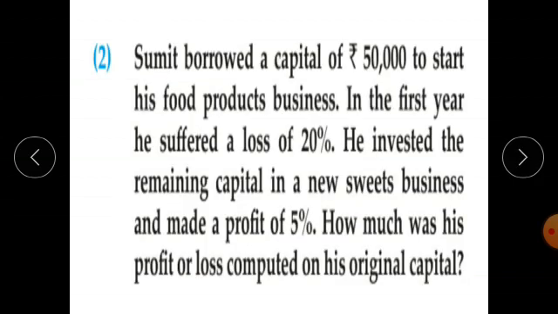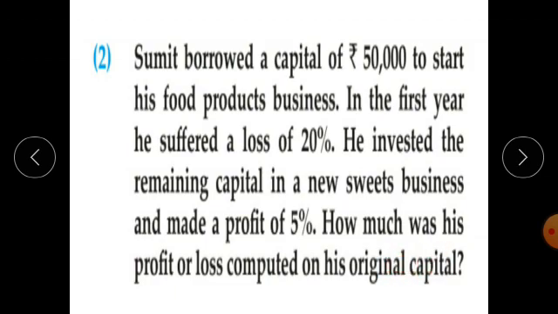Now question number 2. Sumit borrowed a capital of rupees 50,000 to start his food products business. In the first year, he suffered a loss of 20%. He invested the remaining capital in a new sweets business and made a profit of 5%. How much was his profit or loss computed on his original capital?